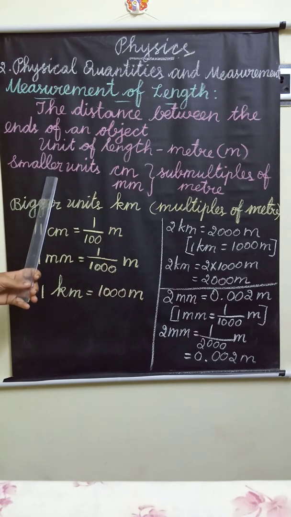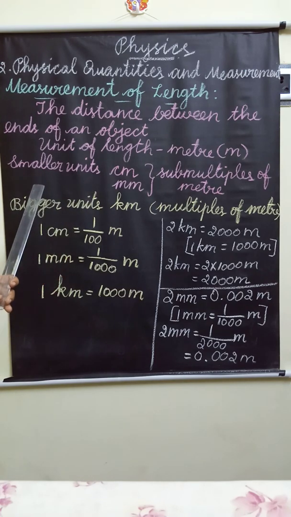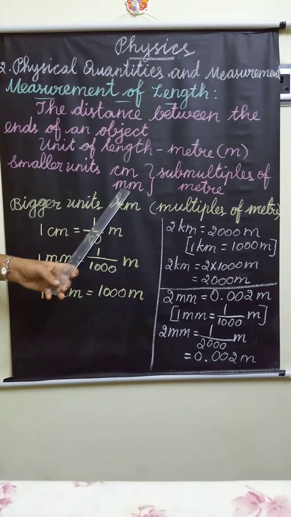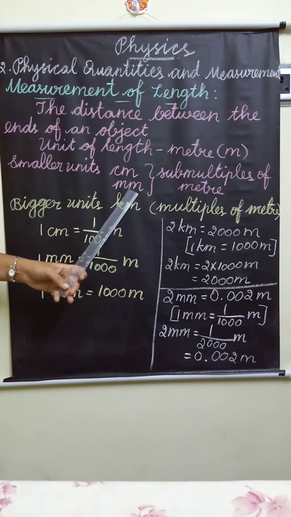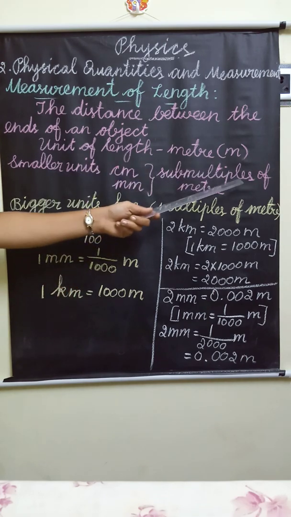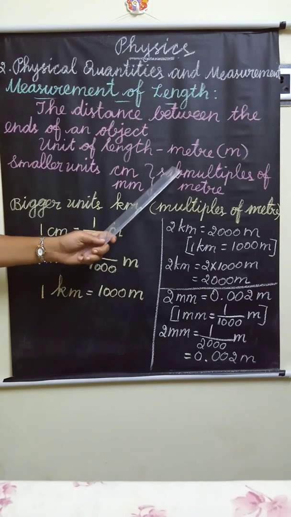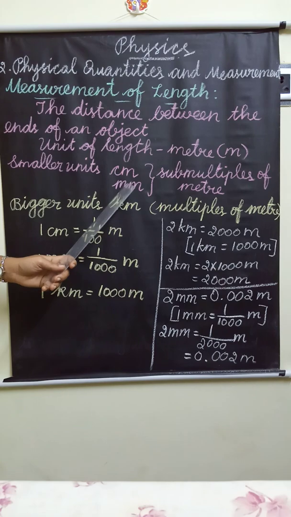Next, for measuring very small lengths we use smaller units. What are they? That is centimeter and millimeter. These are the smaller units, centimeter and millimeter. These smaller units are called sub-multiples of meter.